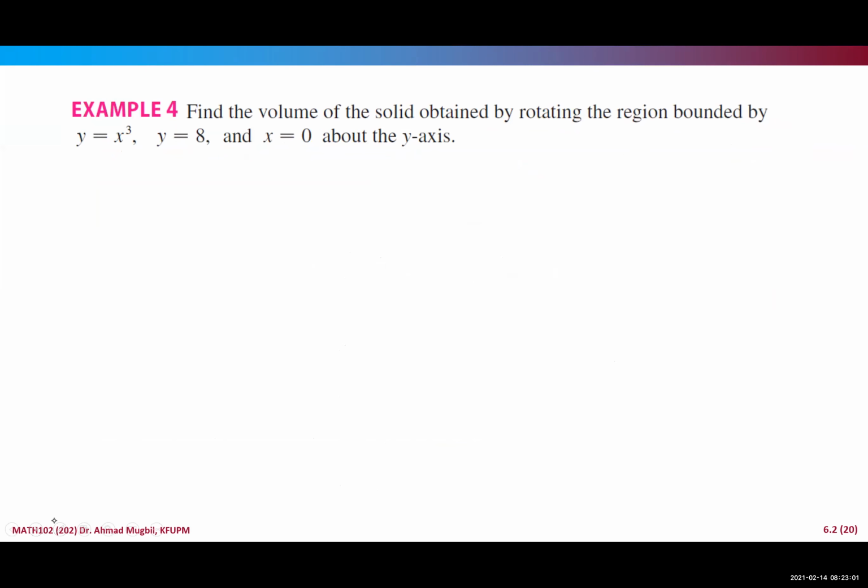Now let's take an example. Find the volume of the solid obtained by rotating the region bounded by the curves y equals x cubed, y equals 8, and x equals 0. We have three curves. And the axis of rotation is the y-axis. So we have here x equals 0 as the axis of rotation. The axis of rotation is a vertical line, the y-axis. So we will integrate with respect to y, of course.